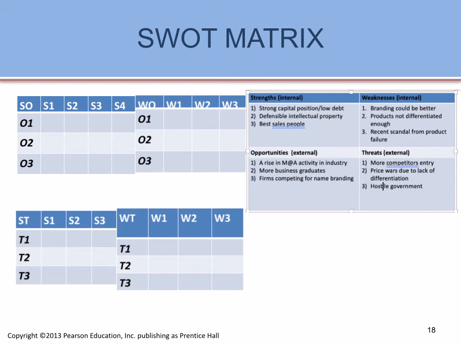There may be other SO strategies that you can devise. There is no one single strategy. You can devise SO2, SO3, but for the time being, what I did was to match the strong capital position with a rise in M&A activity and come up with a recommendation. What is our recommendation given the internal and external factors? Is to acquire a small competitor or supplier using the backward integration strategy. For instance, you may also want to combine the best salespeople with more business graduates.